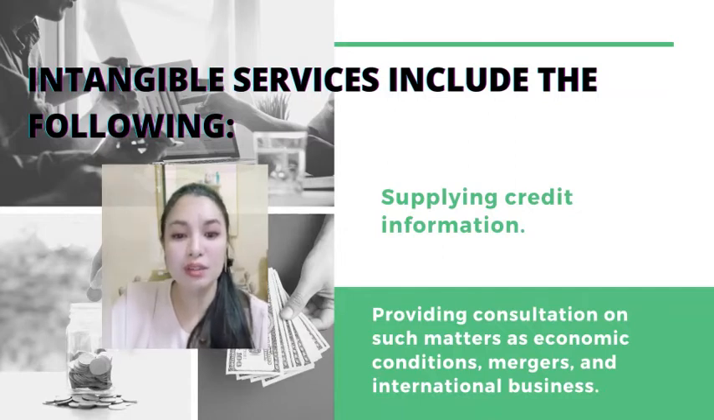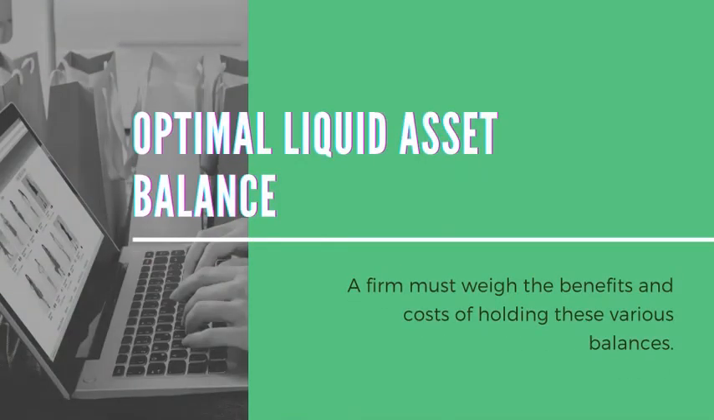Due to competition among banks and differences in the methods used to compute account income, service fees, and compensating balance requirements for a given level of account activity vary from bank to bank. As a result, a firm should occasionally do some comparison shopping to determine whether its present bank is offering the best fee schedule, compensating balance requirements, and total package of services currently available. The firm must weigh the benefits and costs of holding these various balances.